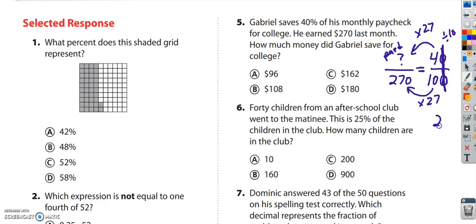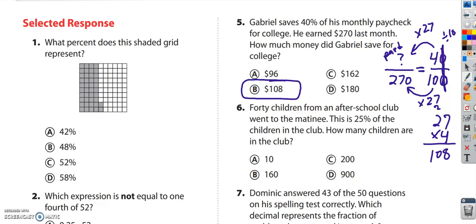So I'm simply going to go here and do 27 times 4. 4 times 7 is 28. 4 times 2 is 8, plus 2 is 10. It's 108, which is selection B. Gabriel saved $108 for college last month.